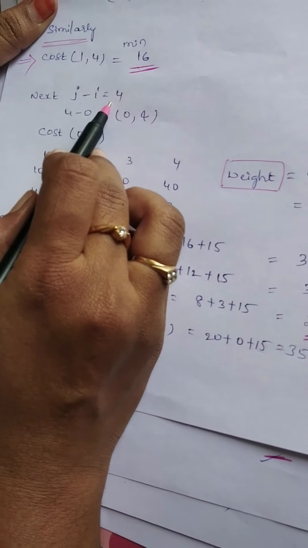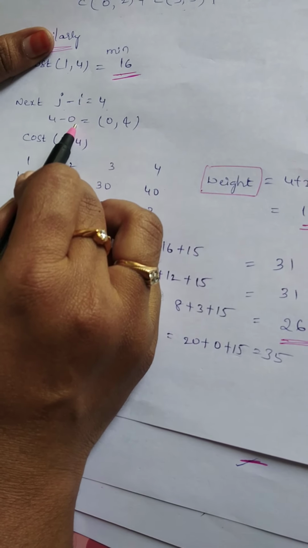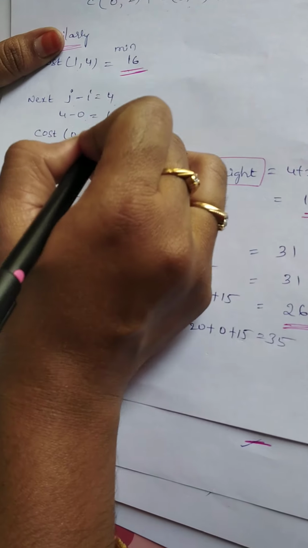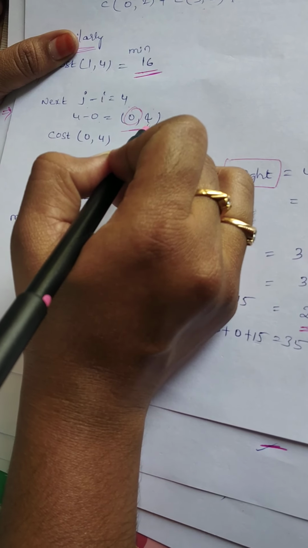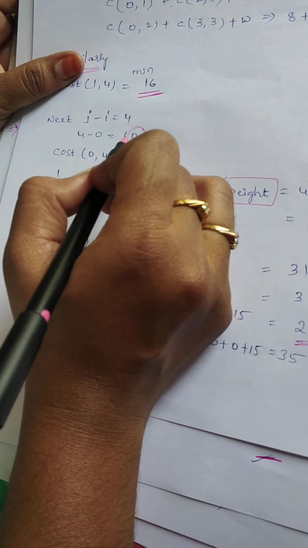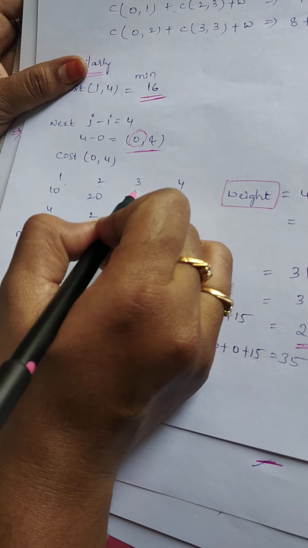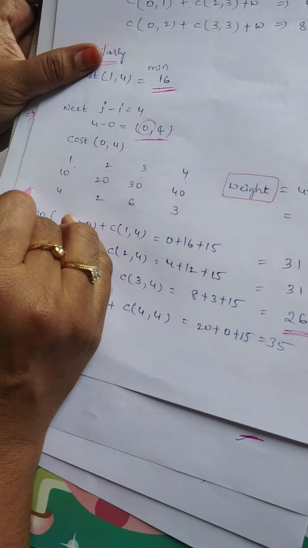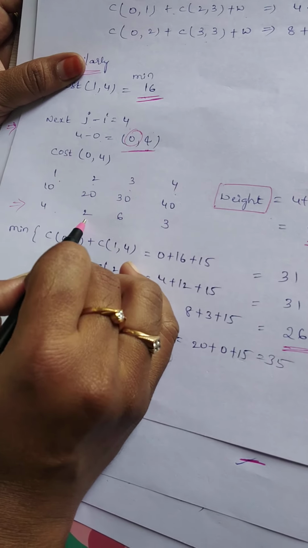Next, j minus i equal to 4. 4 minus 0 equal to 0, 4. Find out the cost of 0, 4. Ignore this value. Take the previous values of 4. For 4, the previous values are 1, 2, 3, 4. Adding the weights here, so adding the frequencies. So 4 plus 2 plus 6 plus 3 equal to 15.